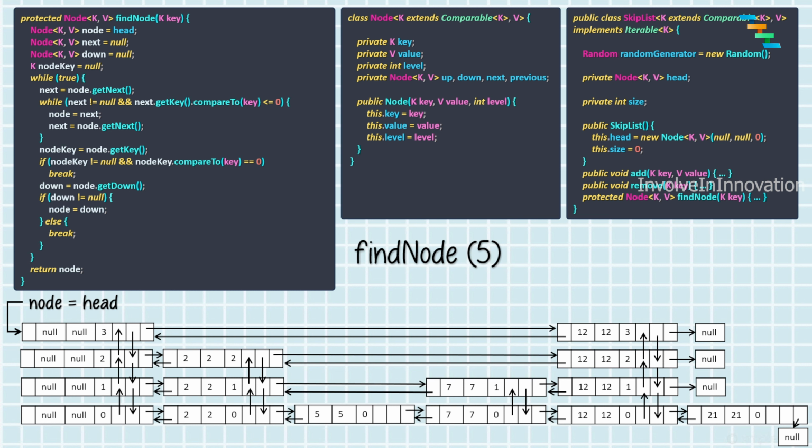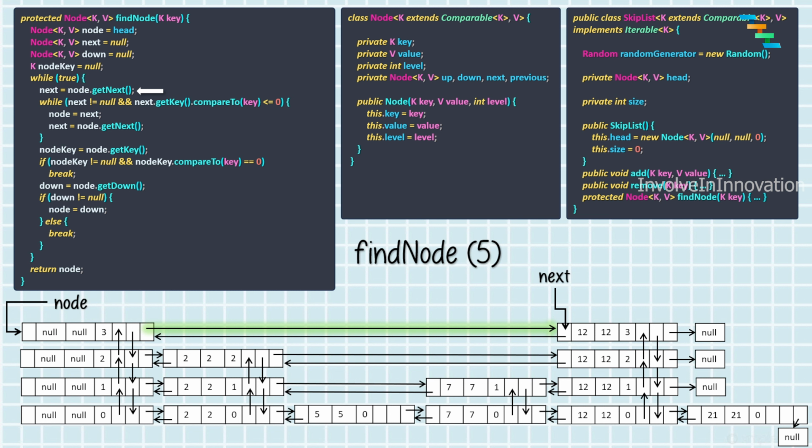Now we'll see how the find node function works. We have elements such as 2, 5, 7, 12, 21 in the skip list. We are trying to find element 5 in the skip list. Initially, head is pointed to the level 3 of the head node. Assign head to the local variable node. We will start with an infinite while loop. We will use a break condition to break this while loop.